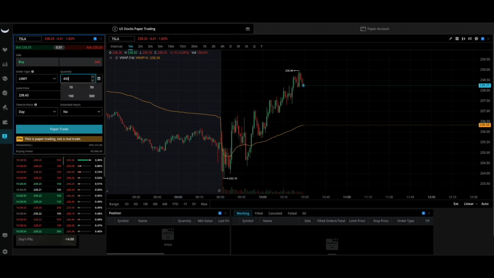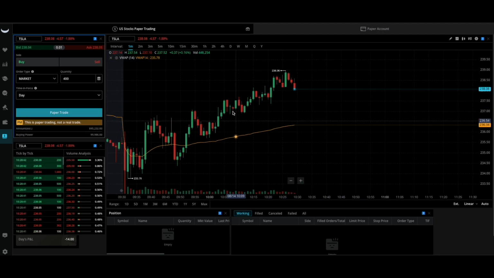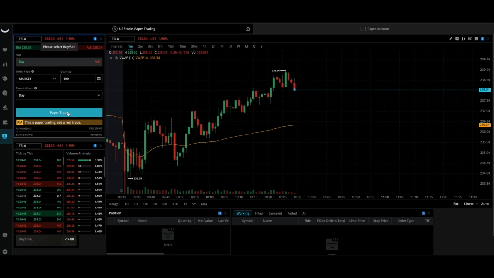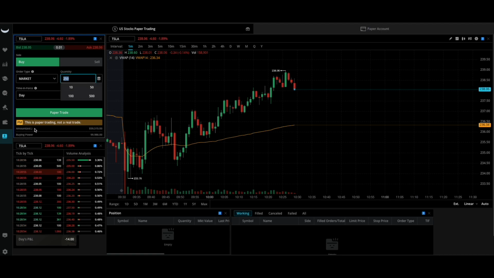Let's see if it lets us do a few more shares here. Let's try to do 400 shares, and we're going to do market buy, and we're going to try to buy this 238 flat here. So we're going to hit paper trade, buy, paper trade. Oh, it says insufficient funds apparently. Let's try 250. Probably because it's more than the allotted amount. So here's a good thing. Look right here. This is paper trade, not a real trade, but right down here, it's showing the estimated amount that I'm trading with.